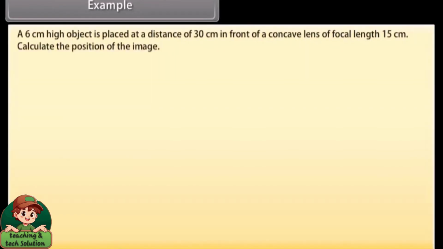Example. A 6 cm high object is placed at a distance of 30 cm in front of a concave lens of focal length 15 cm. Calculate the position of the image. Solution. Given u = -30 cm, f = -15 cm.